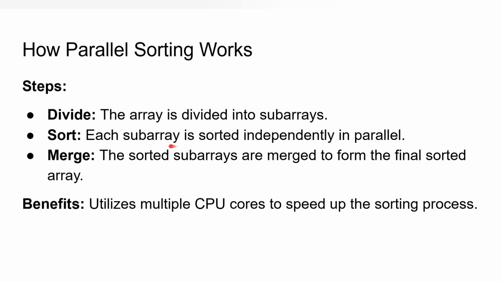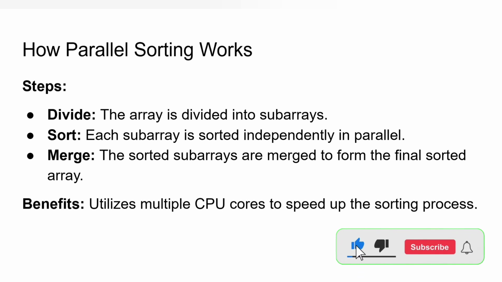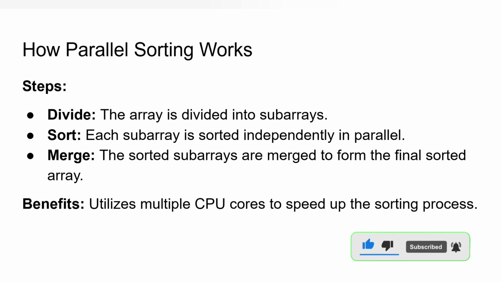After sorting all the subarrays, the third step is to merge. The sorted subarrays are merged to form the final sorted array. So first it divides the array into subarrays, then sorts each subarray independently, and after that merges them to form the final sorted array. The benefit of parallel sorting is that it utilizes multiple CPU cores to speed up the sorting process.